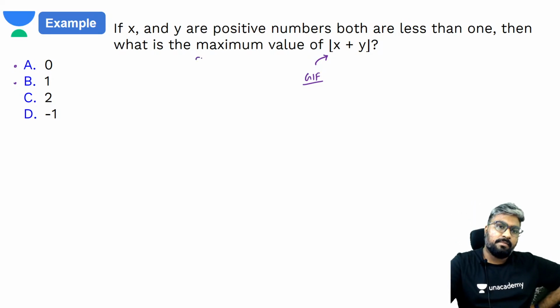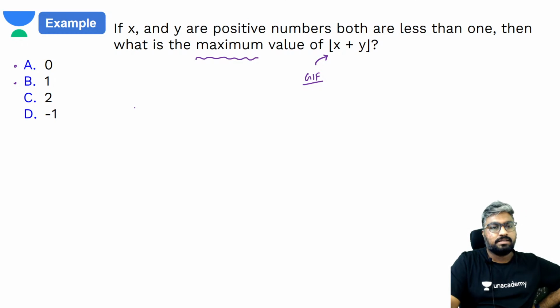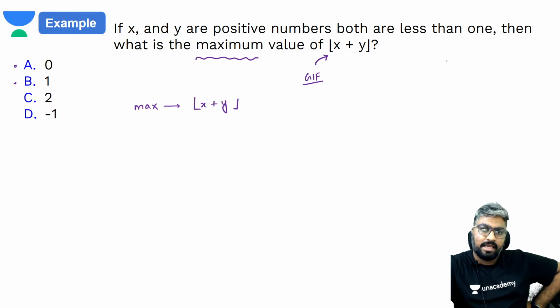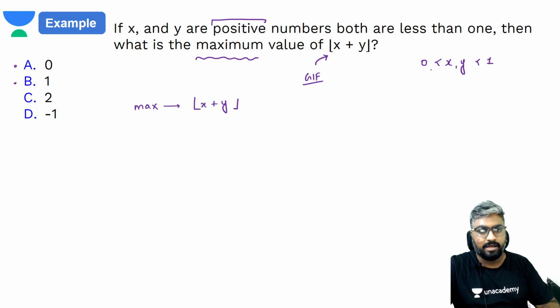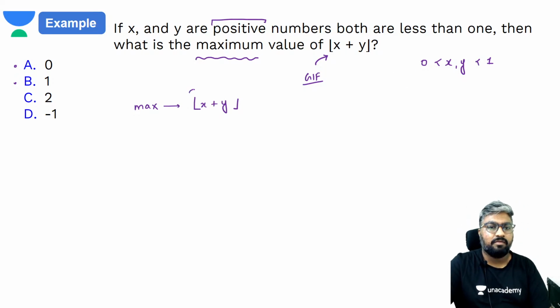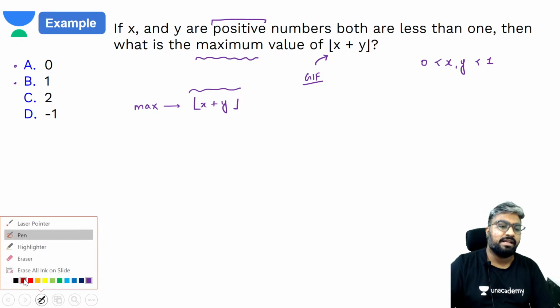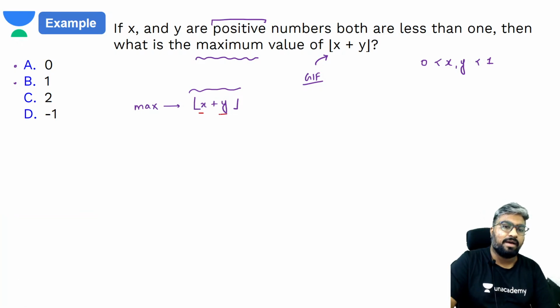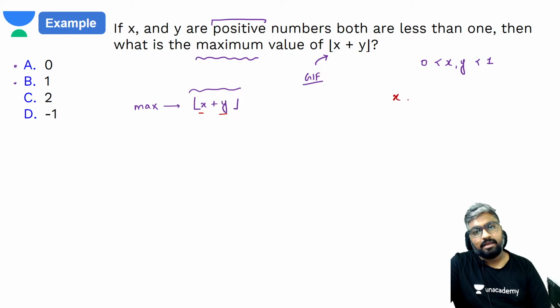Since they are asking for the maximum value, the maximum value of what? The greatest integer of x and y, and they are saying x and y are both less than 1 but greater than 0. Positive, right? So greater than 0 but less than 1. If we go for the maximum value of this entire thing, we will need the maximum value of x and y.